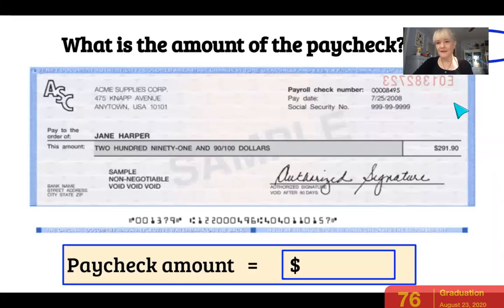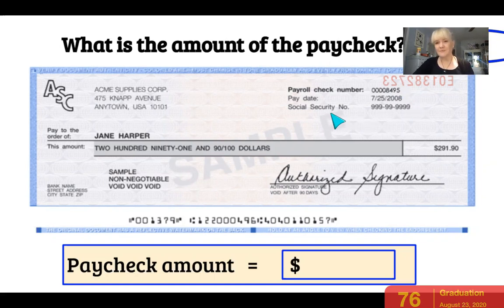All right, this is a picture of a paycheck. It has a lot of information on it. Perhaps you remember that from when we looked at this before. Over here, we have the logo and the name of the company. That's who's paying you. Over here to the right, we have some information like the number of the check, the date that you're being paid, and your social security number.